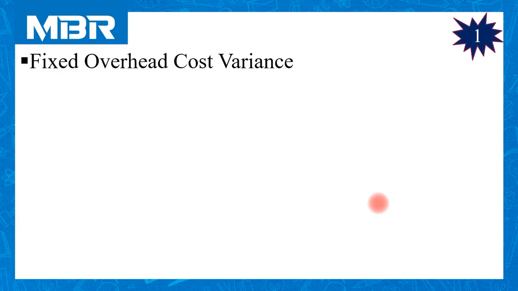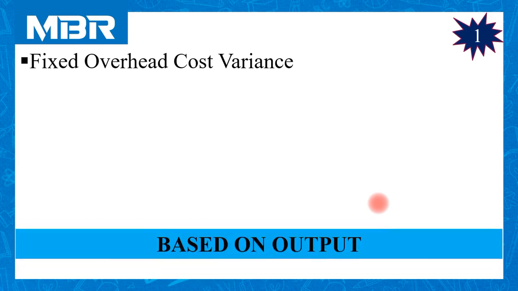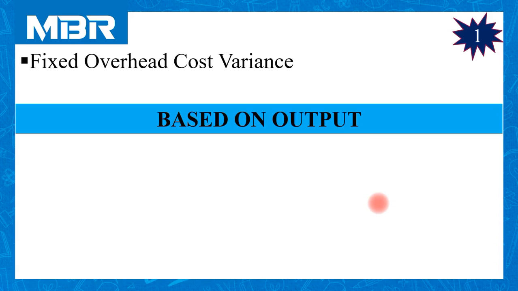The first variance is fixed overhead cost variance. We can calculate fixed overhead cost variance based on output or hours or days. It means there are three different alternatives available to us in order to calculate fixed overhead cost variance. And in all three alternatives, your answer remains the same.